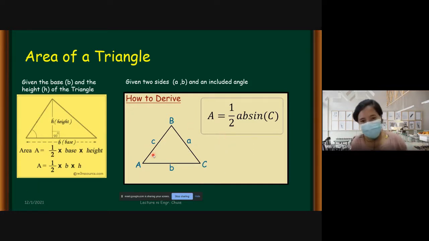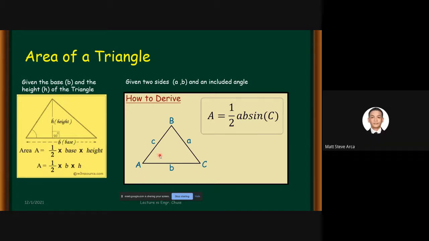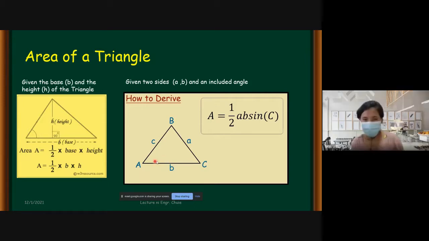What if A is given? What will be the formula if the angle A is given? Area is equal to 1/2 BC sine A. Okay, very good. So that will be A equals 1/2 CB sine of A. The same is true if you are given the angle B. The formula will become 1/2 AC sine of the included angle B. I hope you get that.